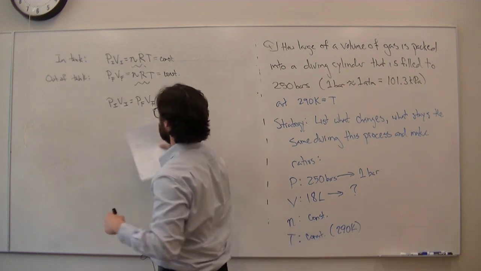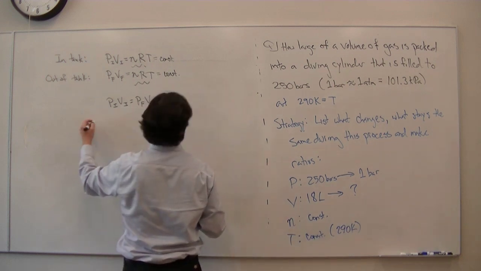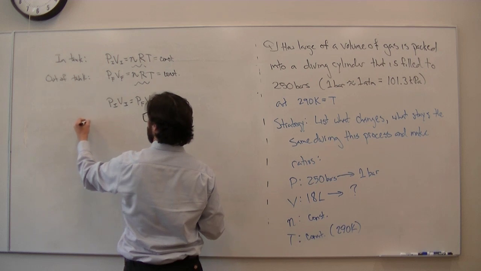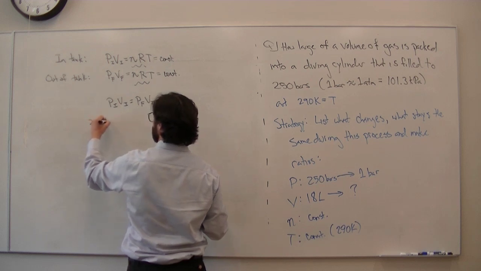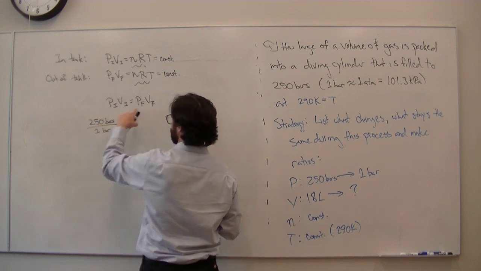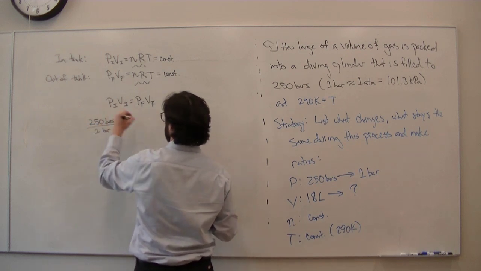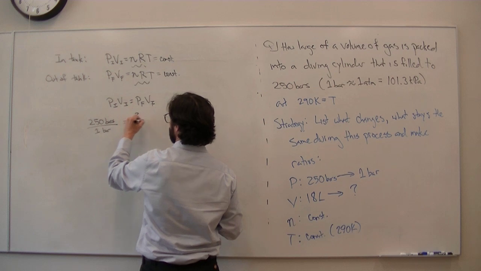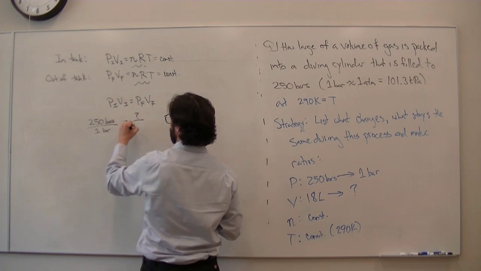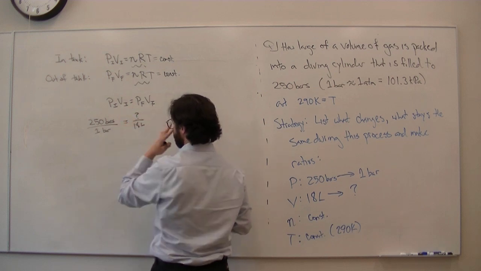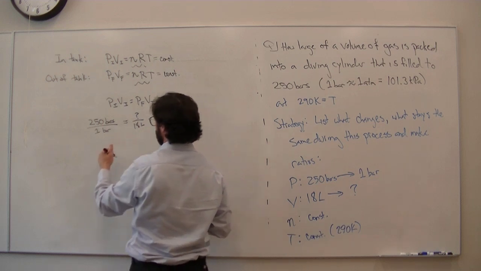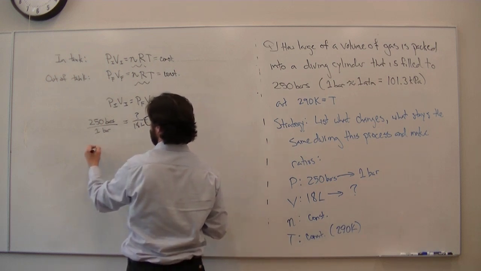So I can set up a ratio. Mostly what we care about is the process. And we have 250 bars over 1 bar. So that's initial over final. And then V final is the thing we're looking at, and V initial is 18 liters. So basically, we scale up the 18 liters by a factor of 250.